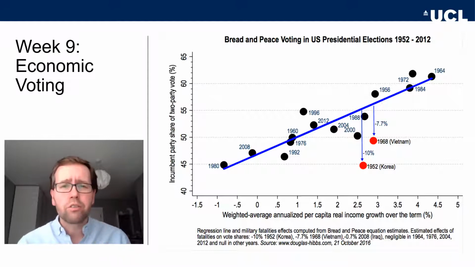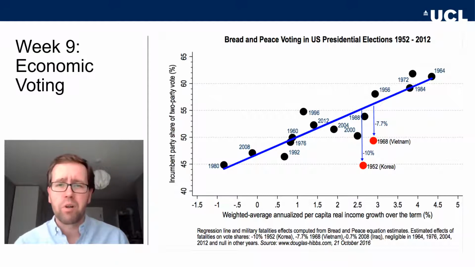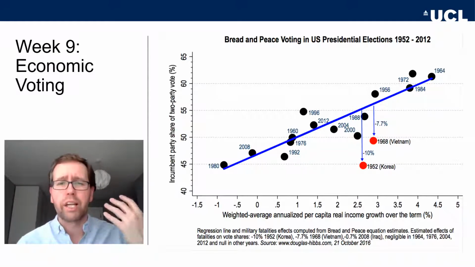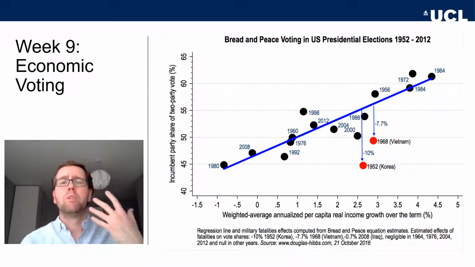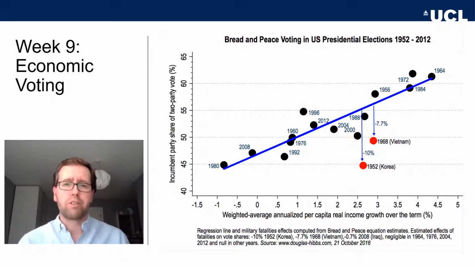And we see this really strong relationship basically between income growth, economic performance, individual economic performance, if you want, and the incumbent party vote share. So either the president's re-election chances personally, or the chance that the same party gets to put a second or third president into office. And so we see a strong relationship.